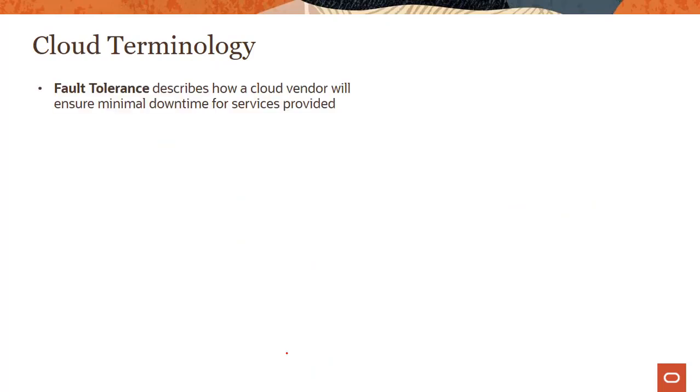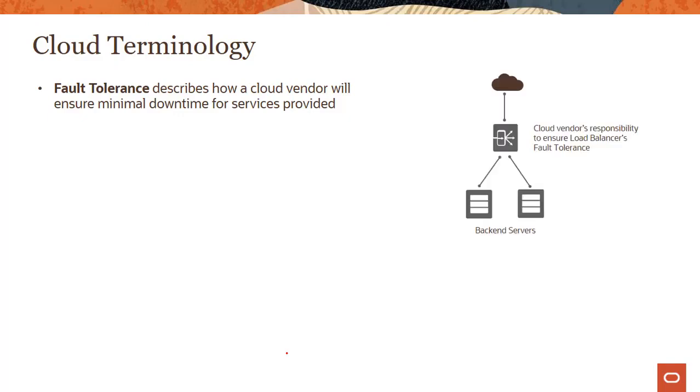Let's look at some of the other cloud terminology. So the first one here is fault tolerance. Fault tolerance describes how a cloud vendor ensures minimal downtime for their own services. So for example, we looked at this previous example before, and we said avoid single points of failure. The fact that you have two web servers here ensures that you don't have a single point of failure. But what about this load balancer? It is a single point of failure because if the load balancer dies, basically your website dies, right?